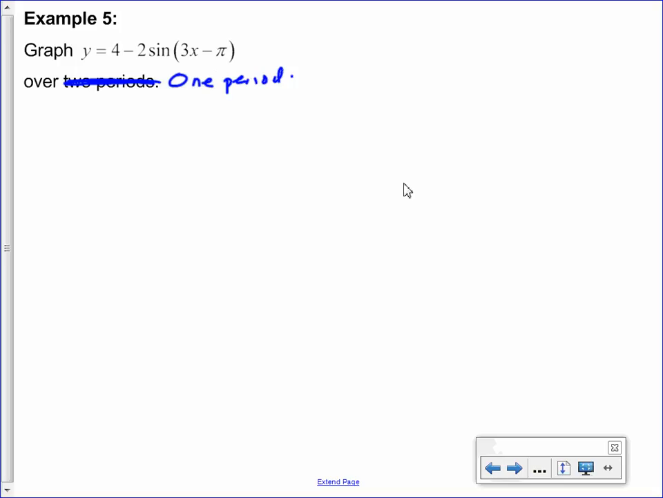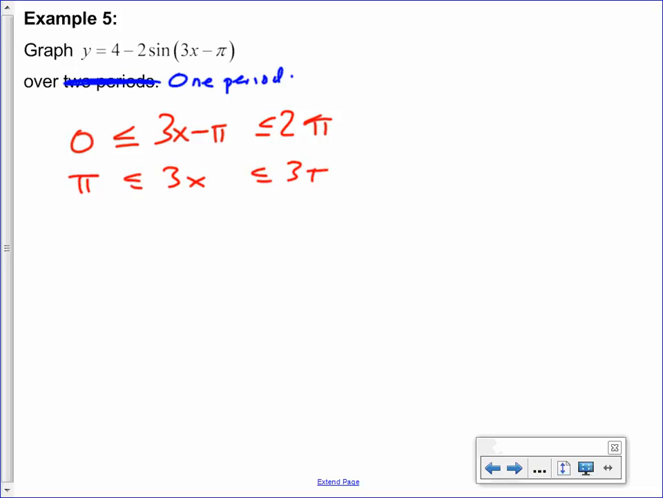All right. 1 period goes from 0 to 2 pi. What am I putting in the middle? x minus pi. Okay? All right, so Mr. Jackson, this is where we had issues, right? Do you want to divide by 3 first or add pi first? Yes, sir. Add that pi. So it's going to go pi, 3x, 3 pi. Because we just added pi to everything.